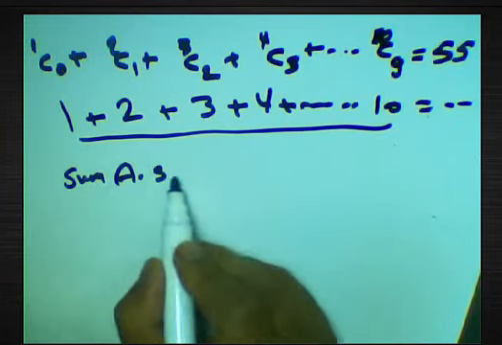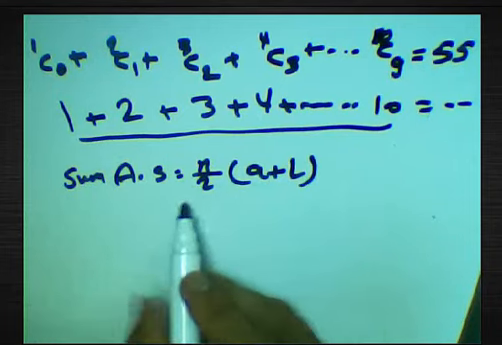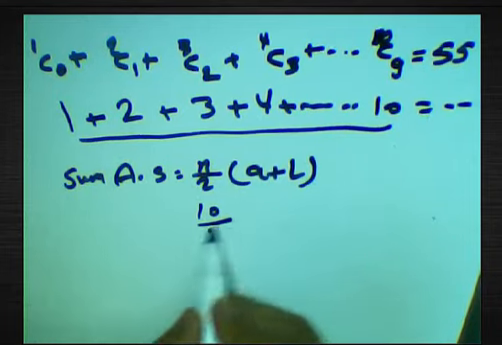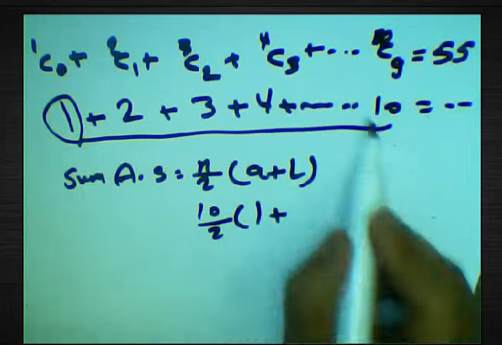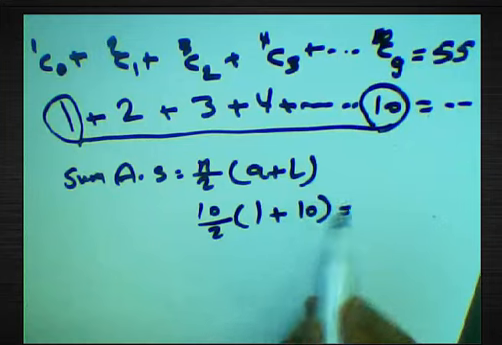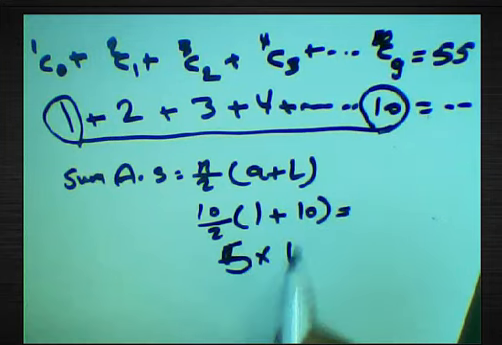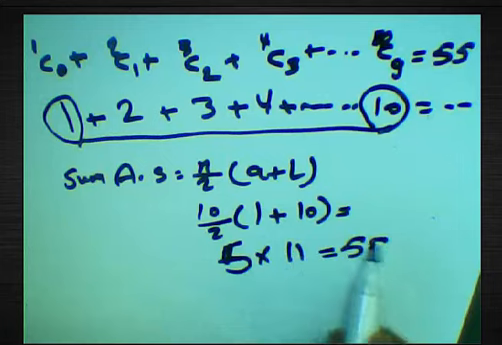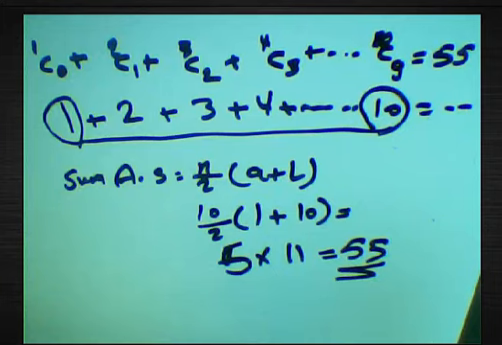The arithmetic sum will be n over 2 multiplication a plus l, n number 10 here over 2 multiplication the first here will be 1 plus last 10. The result will be 5 multiplication by 11. The result will be 55. Okay, we can find the result by using the sum of an arithmetic sequence.